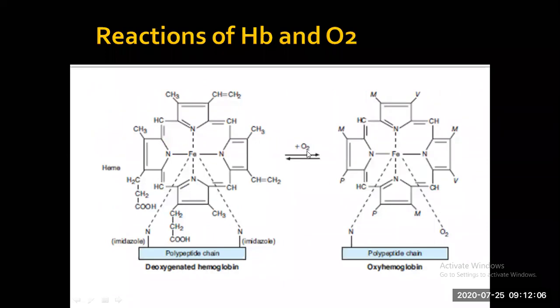When oxygen binds to this iron, you can see removal of one coordination number with the polypeptide chains, and the iron is attached with one oxygen molecule. So each heme can carry one oxygen molecule. So how about the total hemoglobin? Total hemoglobin contains four heme. Four heme molecules will carry how many oxygen?